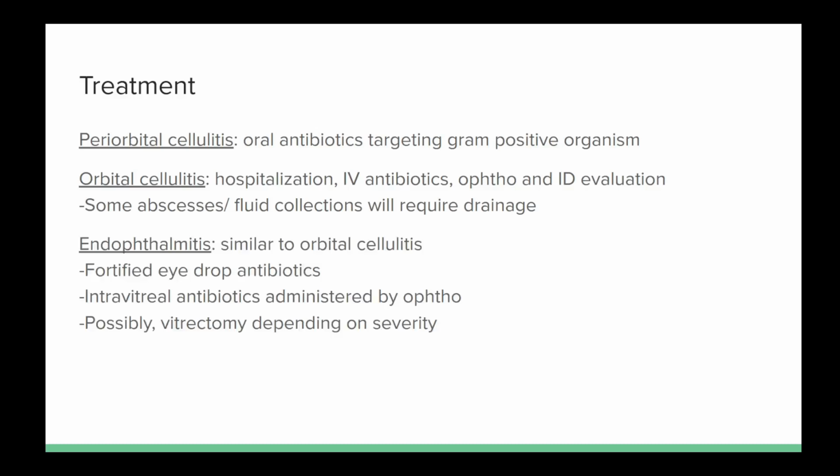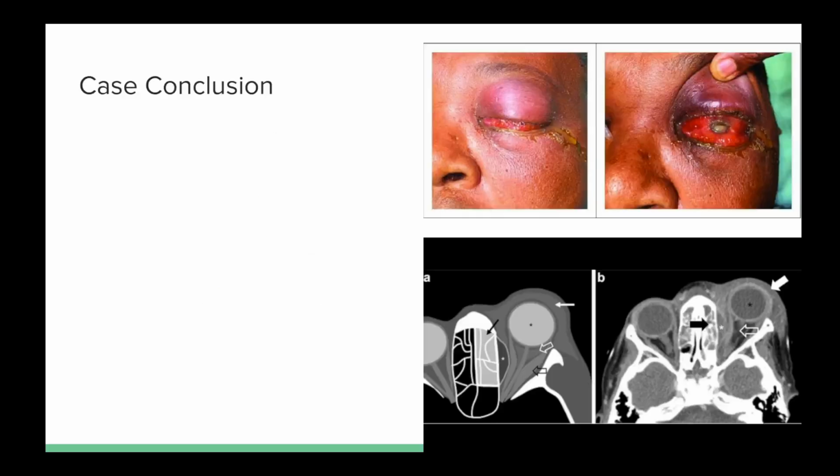And then endophthalmitis, again, the most invasive form of this infectious spectrum. These patients also need fortified eye drops. Sometimes they need antibiotics administered into the orbit proper, intravitreal, and possibly a vitrectomy. Again, these patients can be very sick.